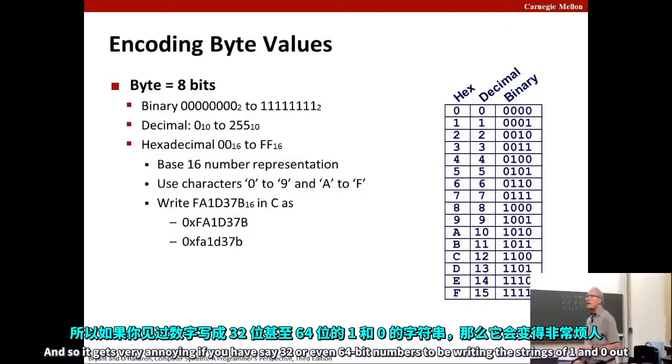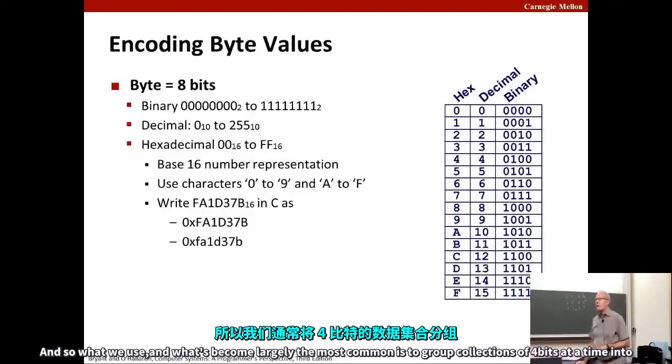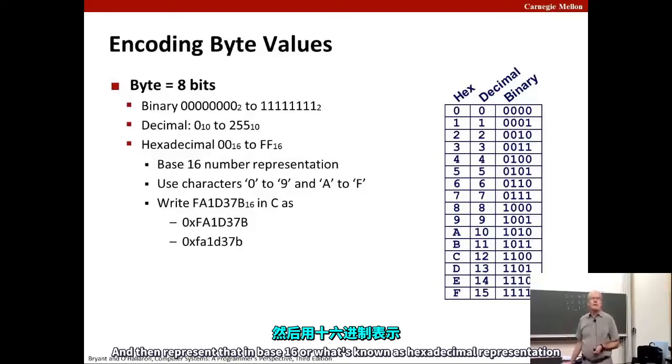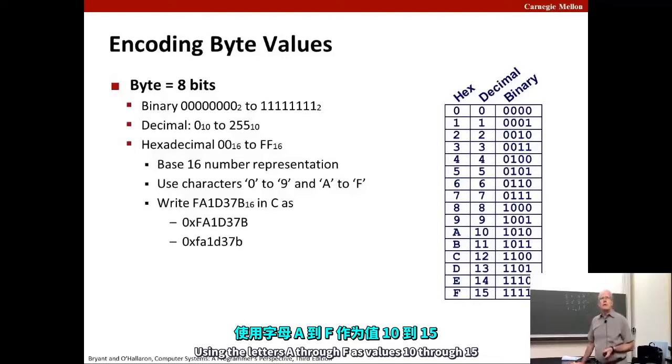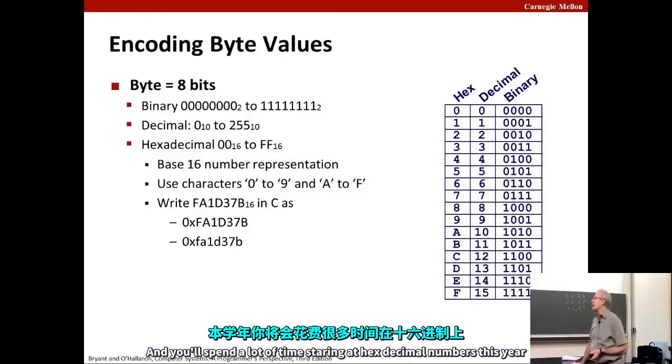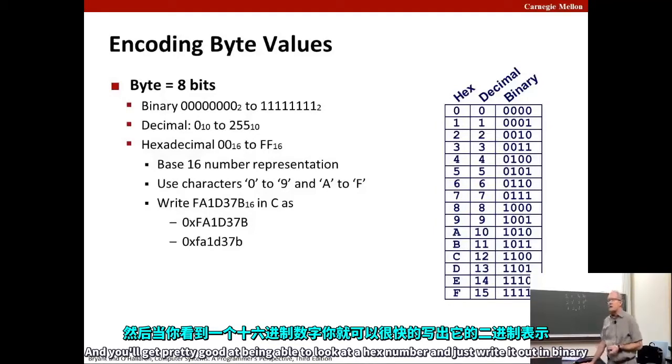It gets very annoying if you have, say, 32 or even 64-bit numbers to be writing these strings of ones and zeros out. So what's become largely the most common is to group collections of 4 bits at a time and represent that in base 16, or what's known as hexadecimal representation, using the letters A through F as values 10 through 15. You'll spend a lot of time staring at hexadecimal numbers this year, and you'll get pretty good at being able to look at a hex number and just write it out in binary.